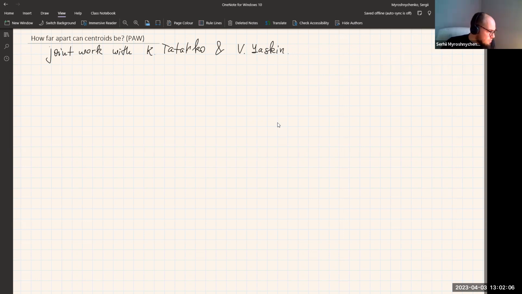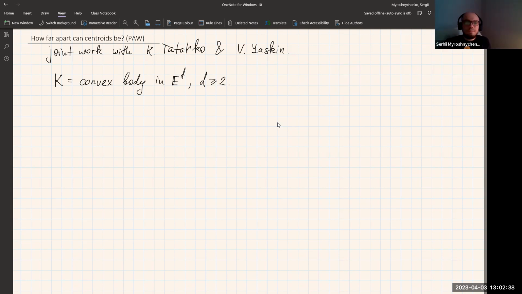All right, so let's start by first defining what a centroid is, and then understanding what it means to be apart from each other. So let's start by introducing the main character of our story today, which is the convex body. Our convex body is going to live in d-dimensional Euclidean space, and to make things more interesting, we're going to consider at least two-dimensional space.